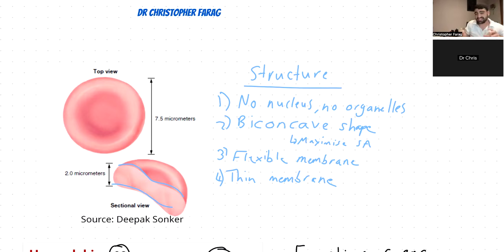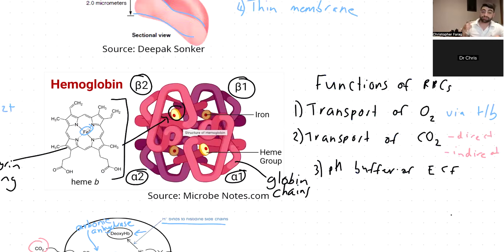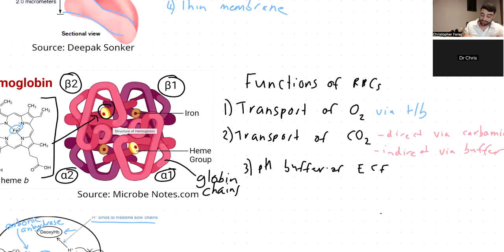They have this really thin membrane that's flexible to allow oxygen to diffuse across, and also to ensure that the red blood cell doesn't break down in the periphery. And that biconcave shape allows us to have maximum surface area for the gases to diffuse, which is really important because it explains our function. And we said there are three main functions, transport of oxygen being the first and primary function. And the way that occurs is by hemoglobin.